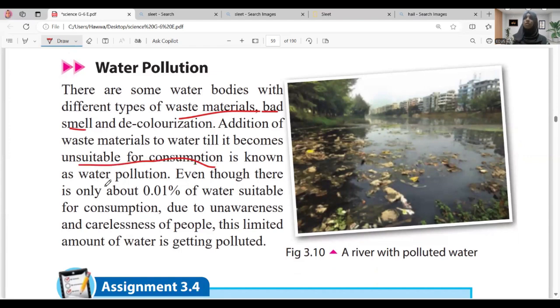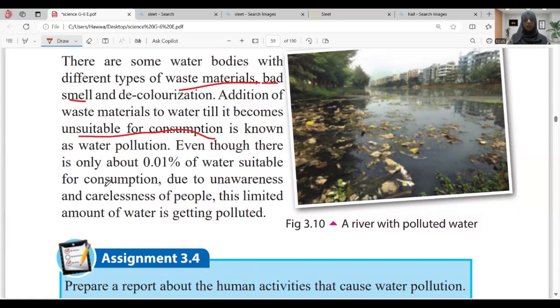So can we just go to a lake and drink water? No, right? We can't even keep it in our mouth. It's so dirty. Like we don't even touch that water. So how would we consume it, right? This is water pollution. So the definition of water pollution is addition of waste materials to the water till it becomes unsuitable for consumption.